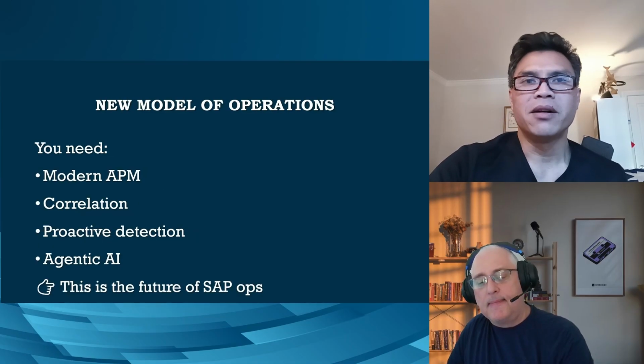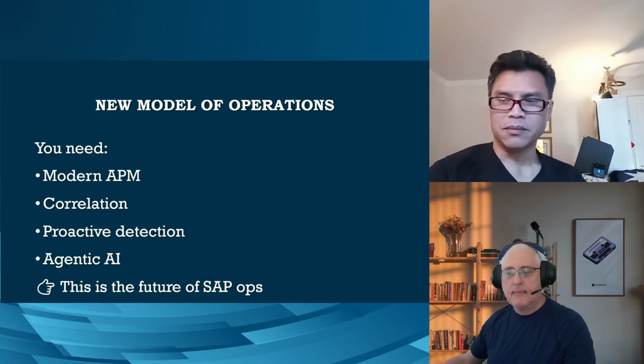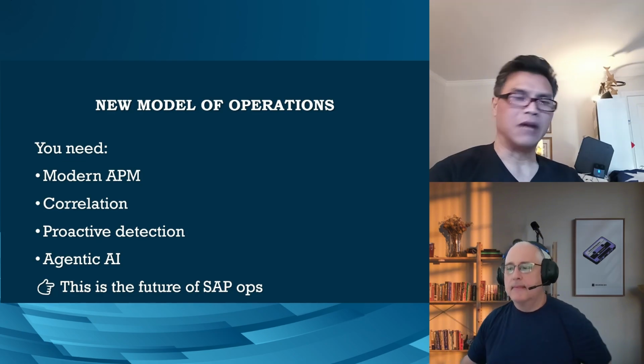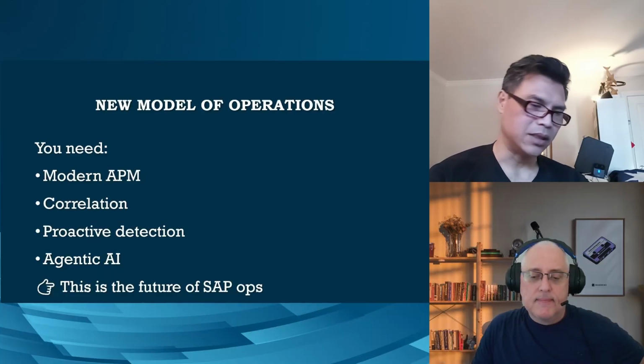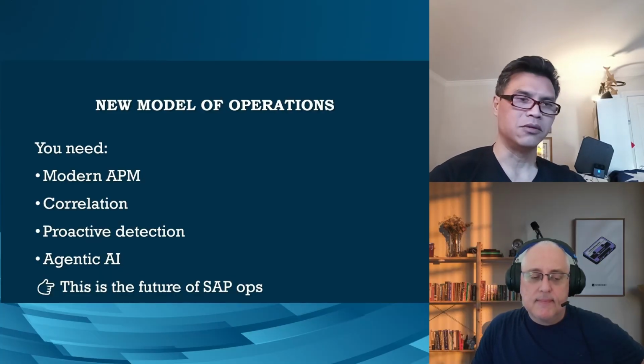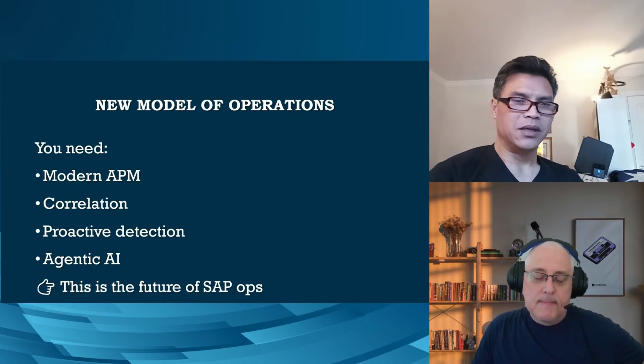So what is the new model we want to talk about? I think this is going to require a deeper dive, but in our vision, you do need a more modern APM to drive the operations model for the complexity that all these application vendors and integration scenarios bring. More correlation, more proactive detection, and, as I said, agentic AI. That's the future of SAP Ops as we see it.